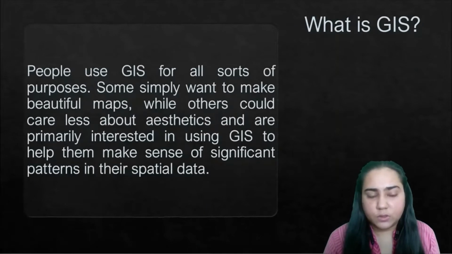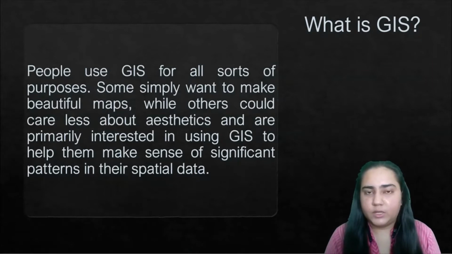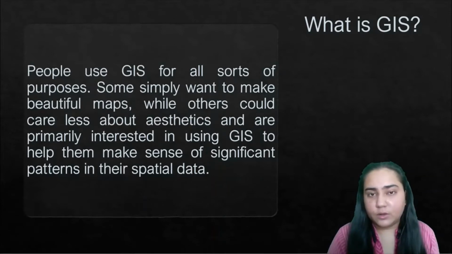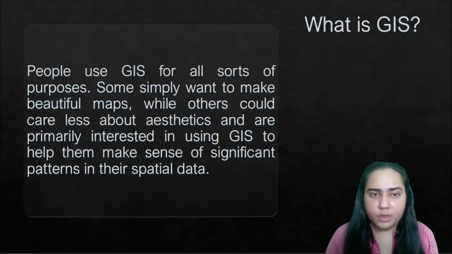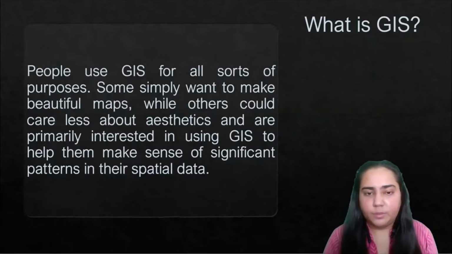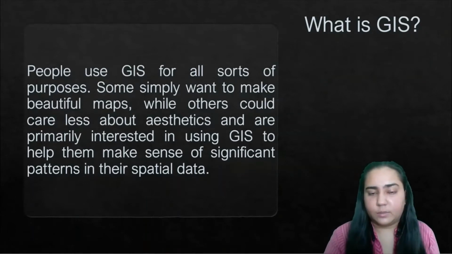People use GIS for all sorts of purposes. Some simply want to make beautiful maps, while others could care less about aesthetics and are primarily interested in using GIS to help them make sense of significant patterns in their spatial data. Most people use GIS because they want to create beautiful maps, maybe a map of a particular country colored differently based on things like population, average income of the people, or unemployment. If you want to plot all this data on a map, that's where you will be using GIS. But there are people who just want to find significant patterns in their spatial data. They also use GIS to create maps.